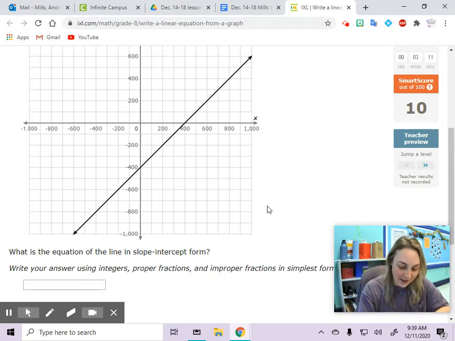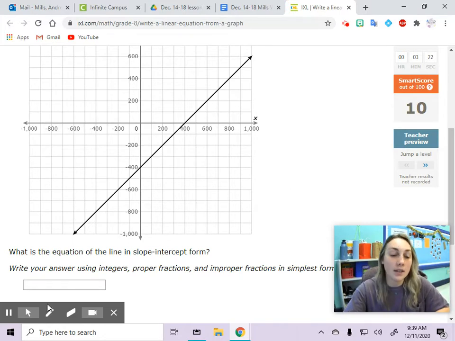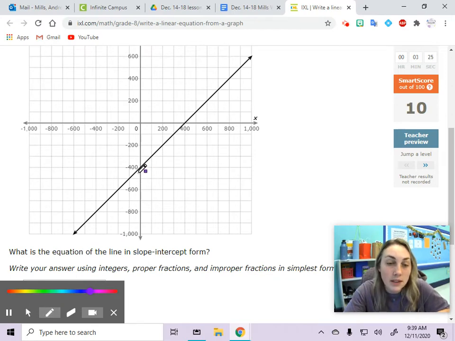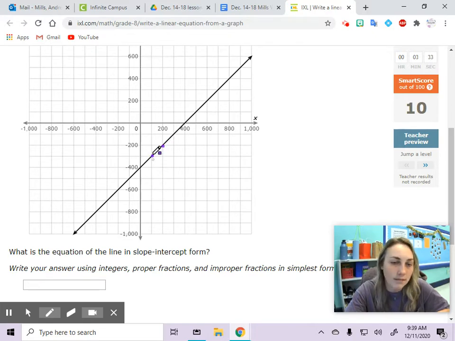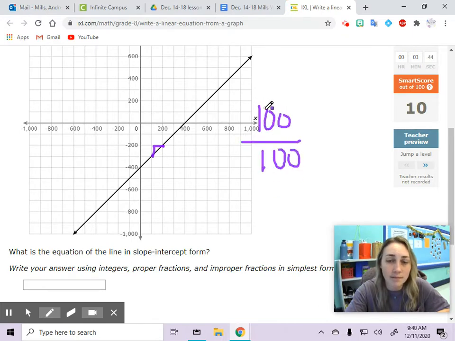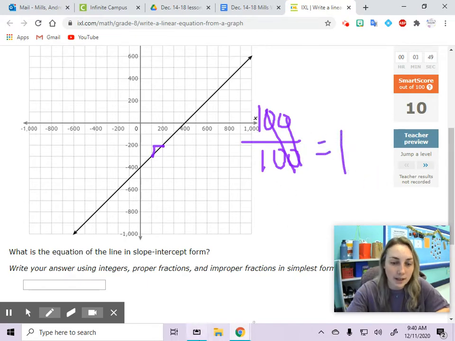So let's do that again. Again, we need to find two things, the slope, and then the y-intercept, and then we can just put it into the slope-intercept form. So let's find the slope first. To find the slope, we're going to pick 2 points. The first point I'm going to pick is right here. The second one I'm going to pick is right here. Again, we go up 100, so our numerator is 100, and we run 100. So we have 100 over 100. Get rid of those zeros, and that will reduce to 1. Okay, cool. The slope, again, is 1.